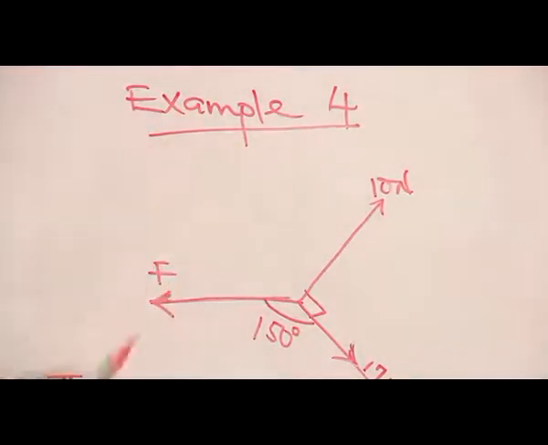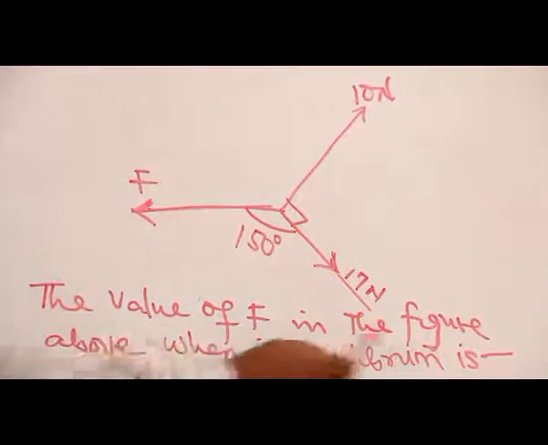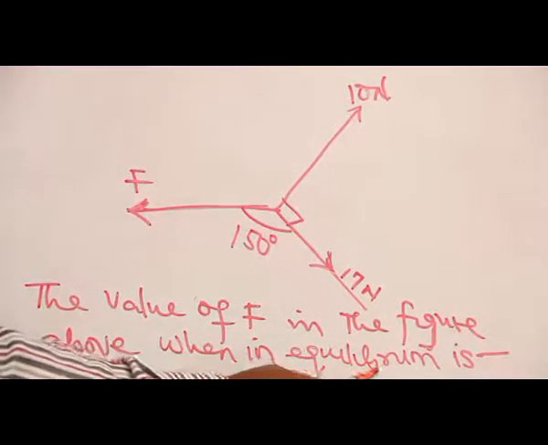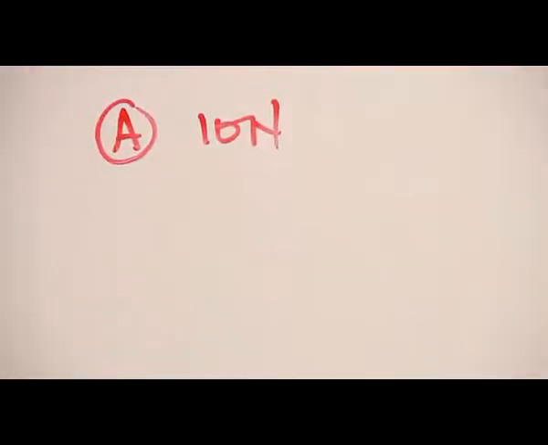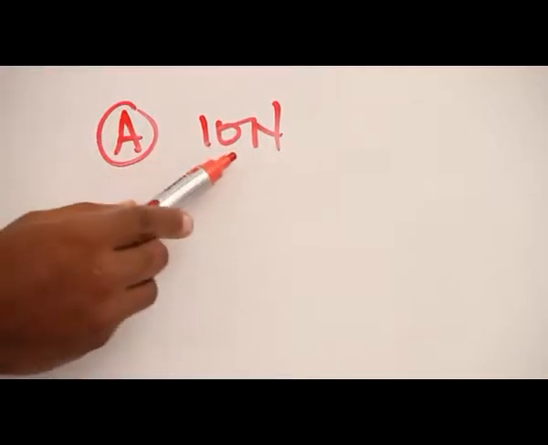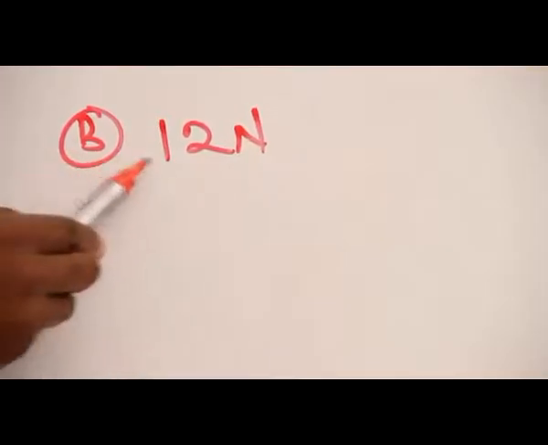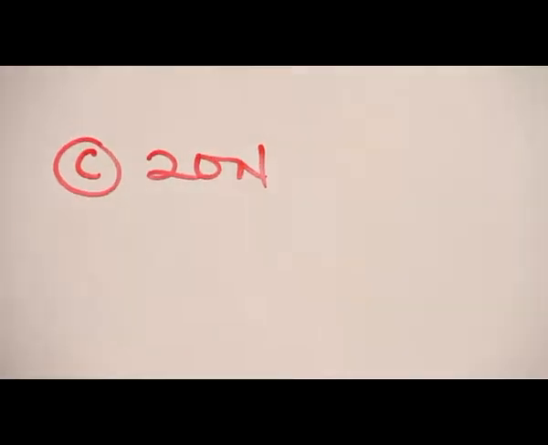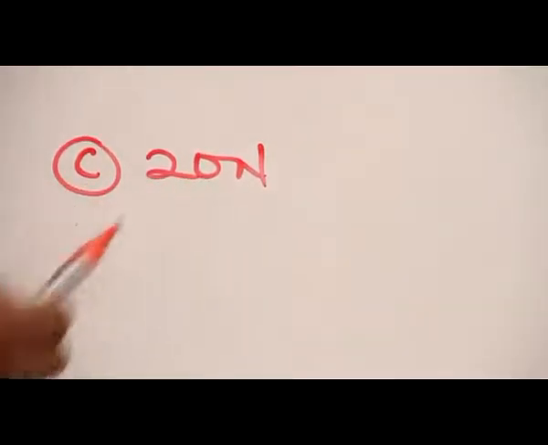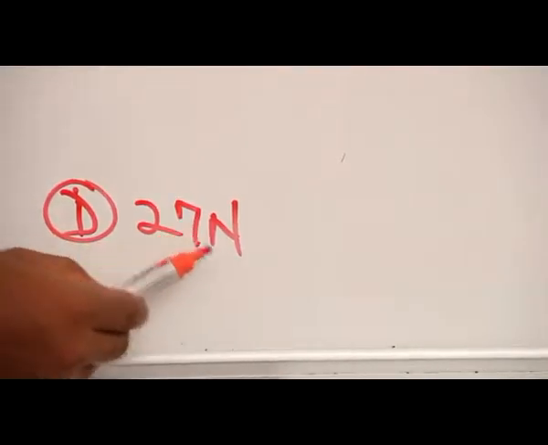Example 4. The value of force F in the figure above when in equilibrium is dash. The options are A, 10 Newton, B, 12 Newton, C, 20 Newton, and D, 27 Newton.